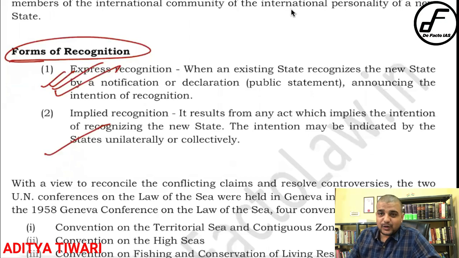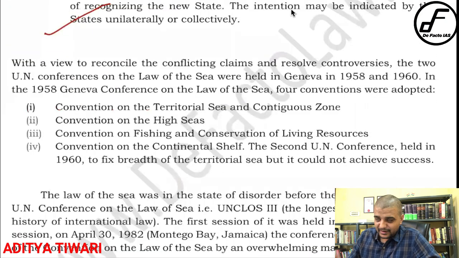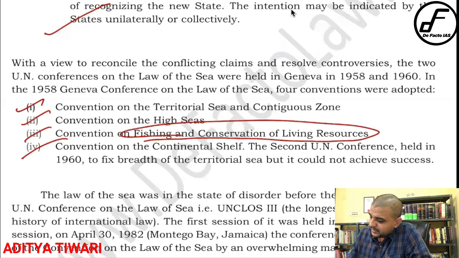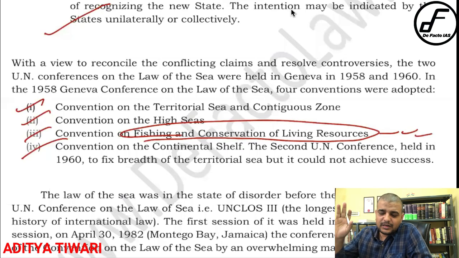Similarly, let us come to the law of the sea. I have given these later on. These are the four conventions that you have to study. The convention related to the continental shelf; the convention related to fishing and conservation of living resources, which is applicable to the high seas, territorial water and the continental shelf and talks mostly about maritime resources; then the convention related to the high sea, territorial water, and the contiguous zone.